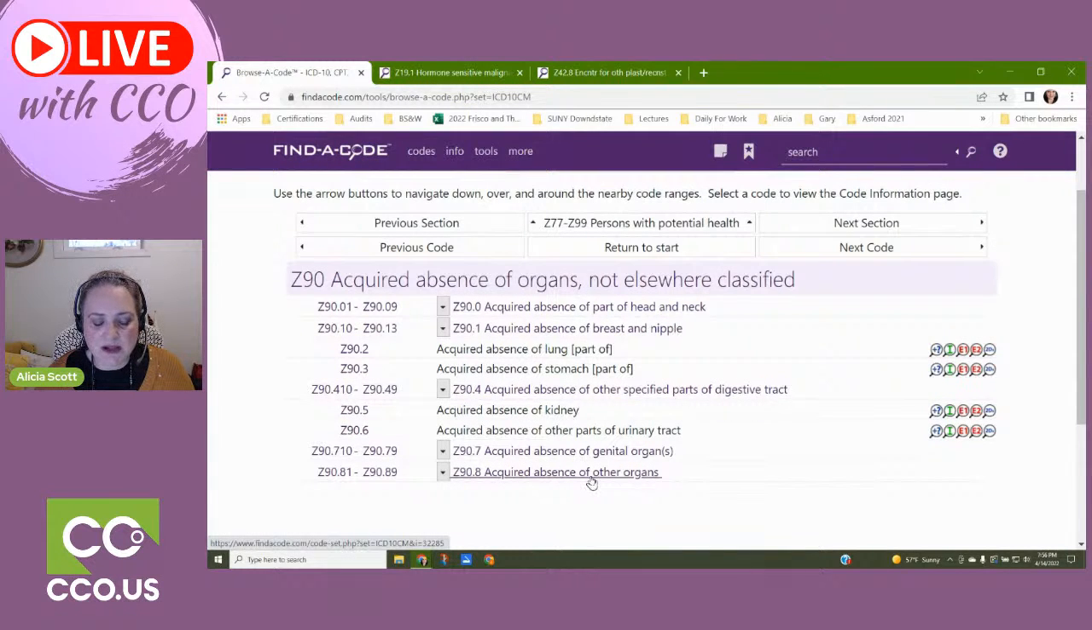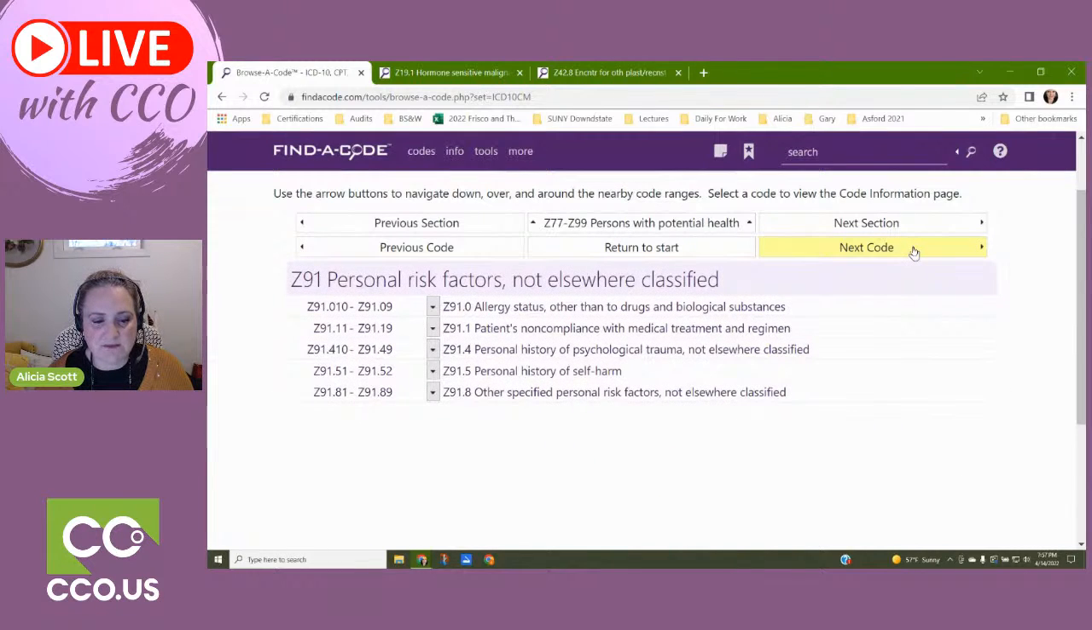absence of organs. Why would you have an acquired absence? Because you had a kidney removed or a lung removed, or you had a spleen removed. Now, acquired absence is different than congenital absence, that you were born without them. So don't get confused there.